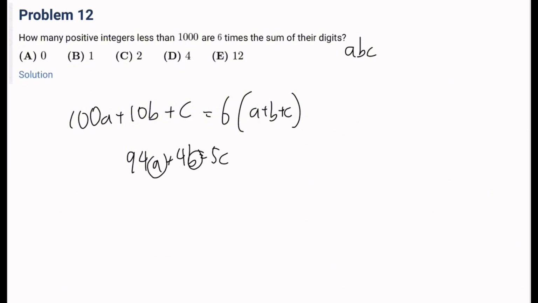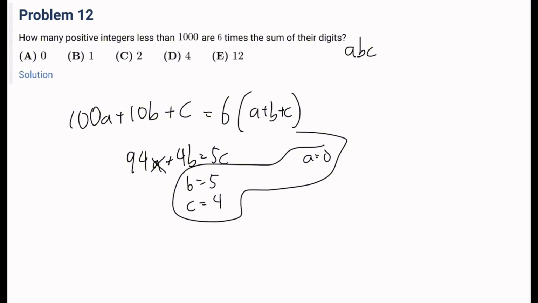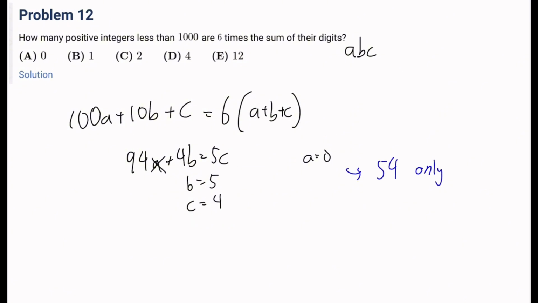And since A, B, C have to be 1-digit integers, that means A must be 0, because A not being 0 would result in terrible things, right? So A is equal to 0, and so if 4B equals 5C, then the only way is for B to equal 5 and C to equal 4. So the only answer is A equals 0, B equals 5, and C equals 4. This is the only way. So 54 is the only way.